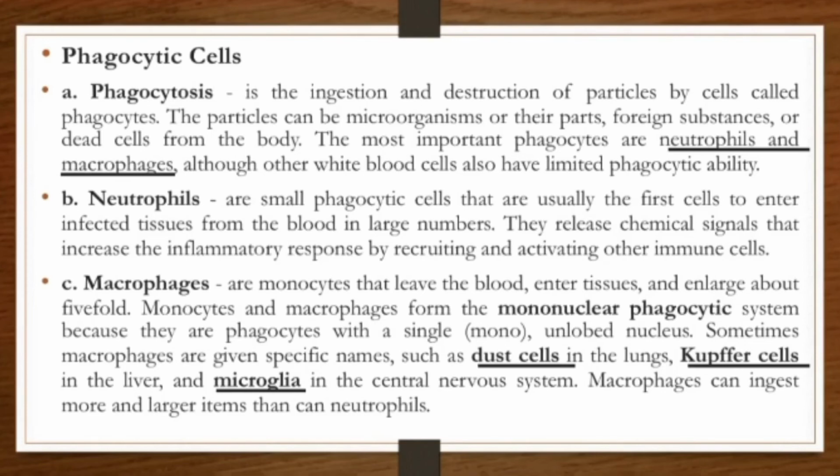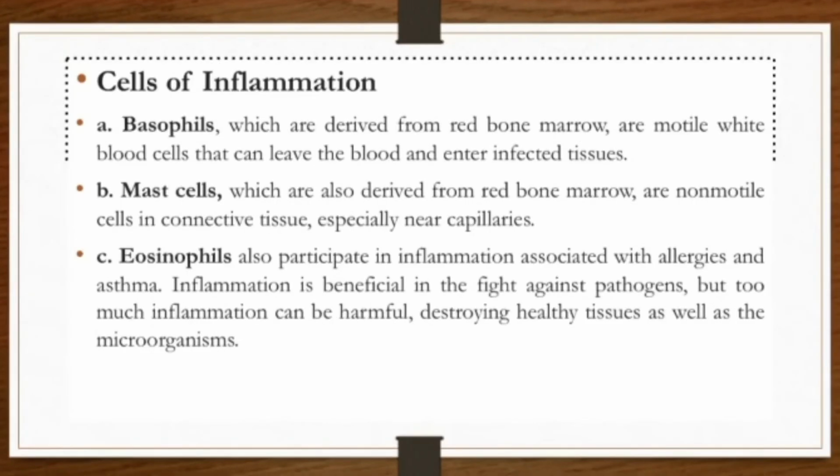Monocytes and macrophages form the mononuclear phagocytic system. Cells of inflammation: basophils, which are derived from red bone marrow, are motile white blood cells that can leave the blood and enter infected tissues. Mast cells, which are also derived from red bone marrow, are non-motile cells in connective tissue, especially near capillaries.